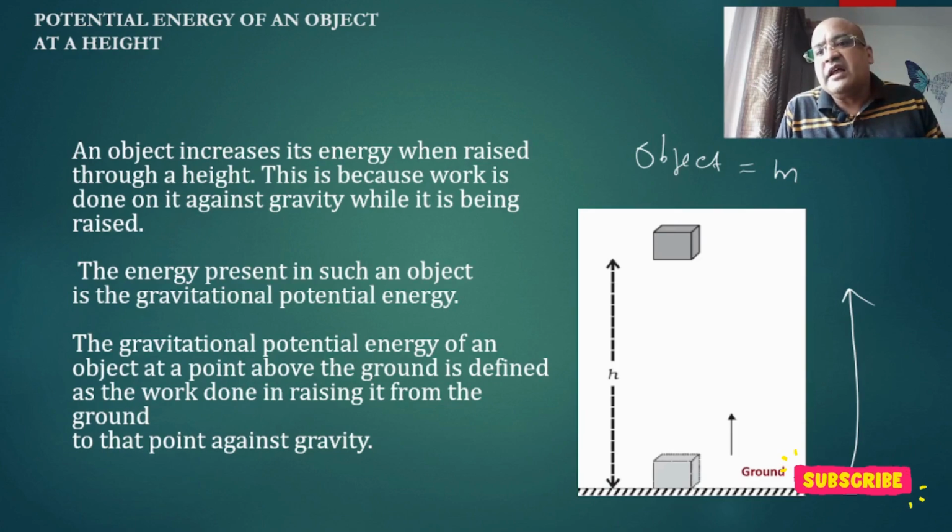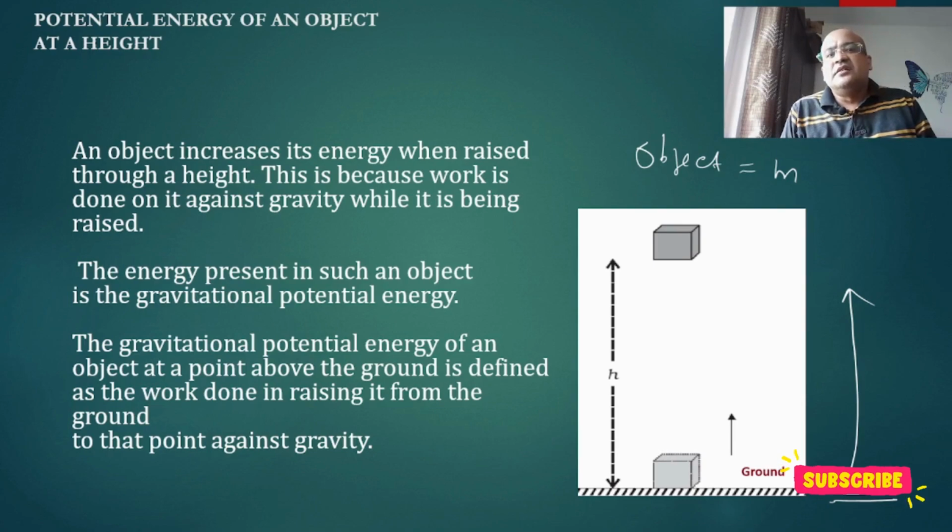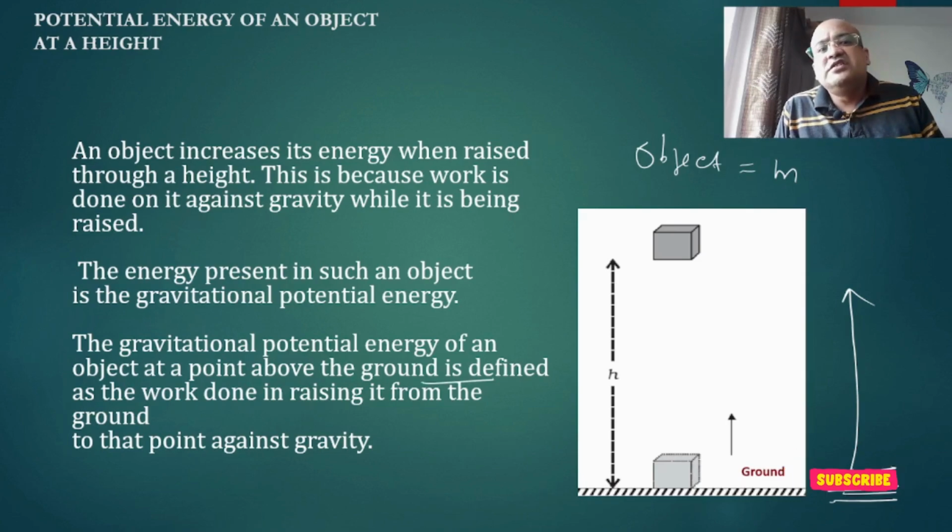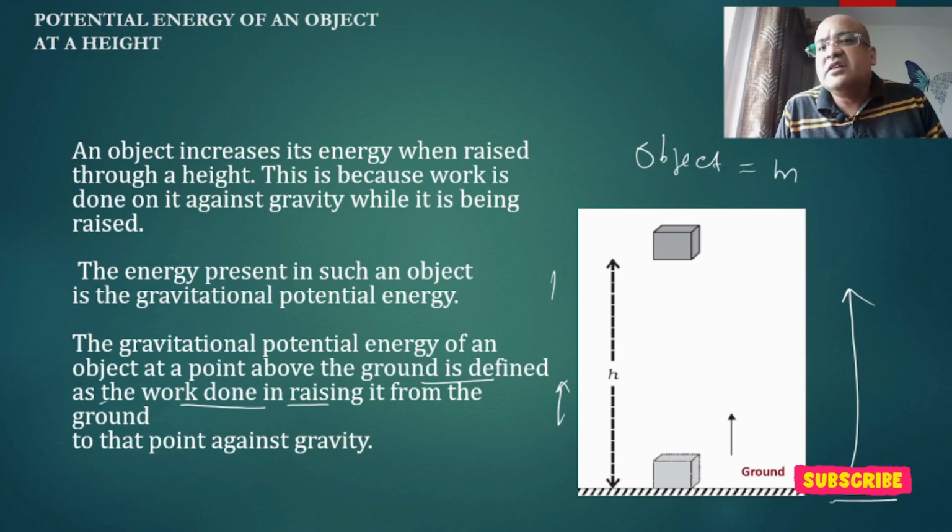We all know that there is a gravitational pull. Now when you are lifting something, work is being done against the gravity. The energy present in the object is the gravitational potential energy. The gravitational potential energy of an object at a point above the ground is defined as the work done in raising it from the ground to that point against the gravity.